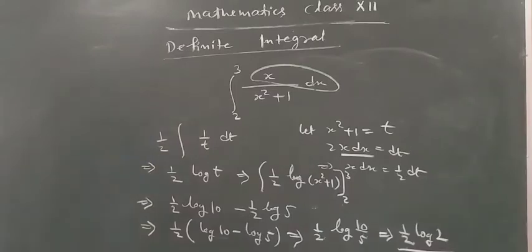Now I am taking some more numericals. Cos square x from 0 to pi by 2.